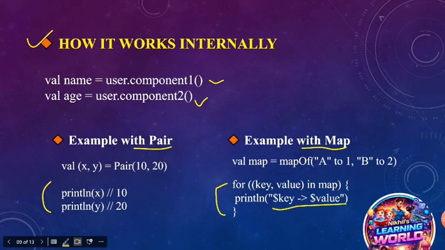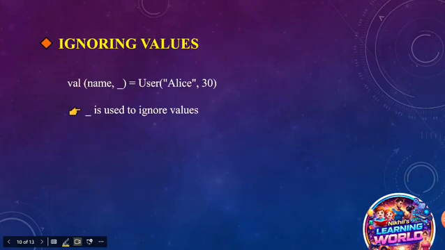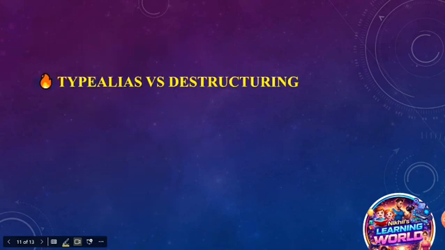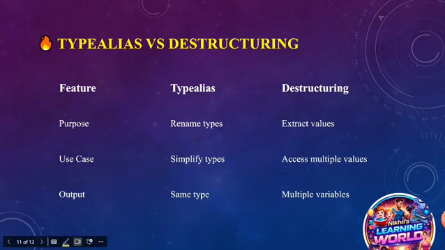Example with map: by using the map's key and value pair, you can destructure them. Ignoring values: underscore is used to ignore values. For example, with name and age where age is 30, by using underscore it ignores the value, and only considers the name. Destructuring in functions: for example, getUser returns User("Sam", 28). Then val name, age equals getUser(). So this is destructuring of a function.